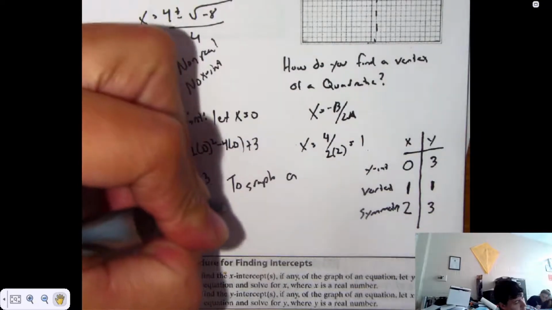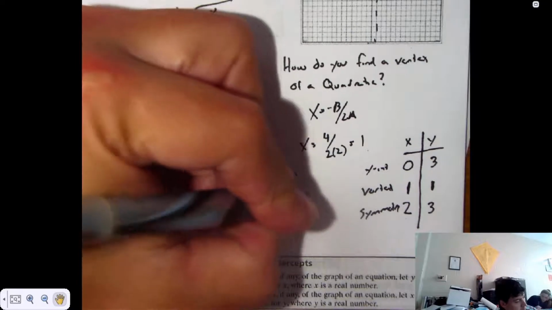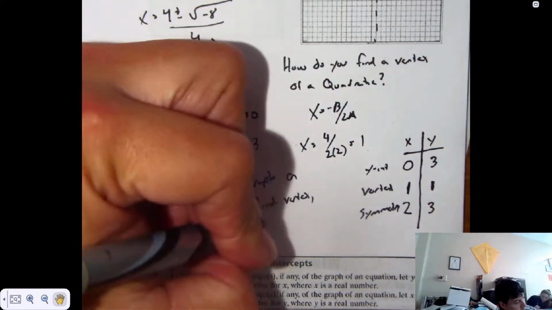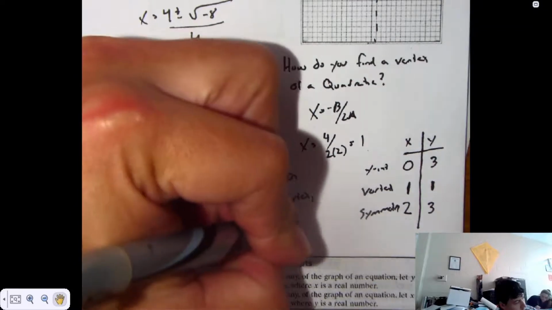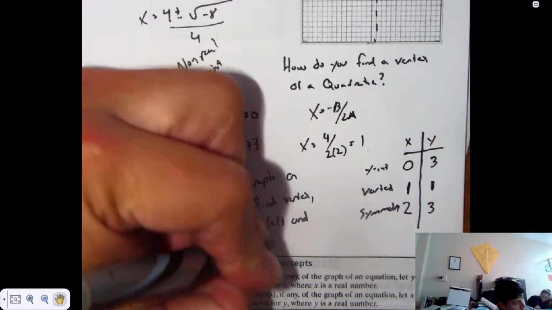To graph a quadratic, find the vertex, then a point left and right of the vertex.